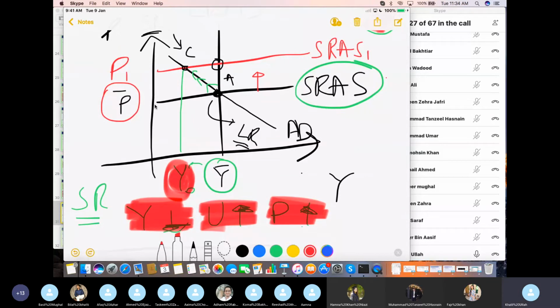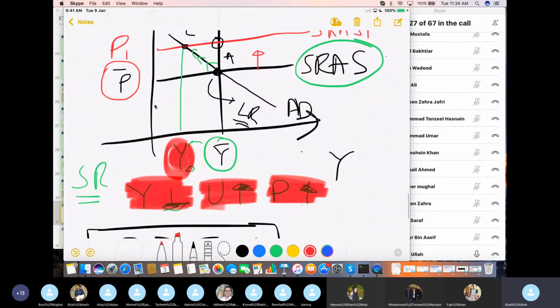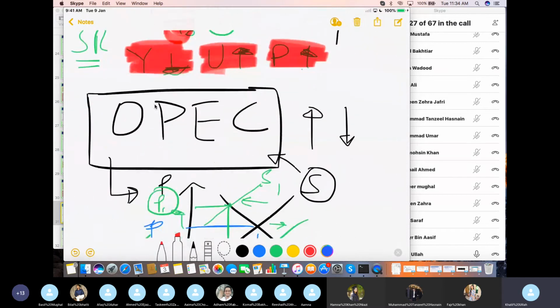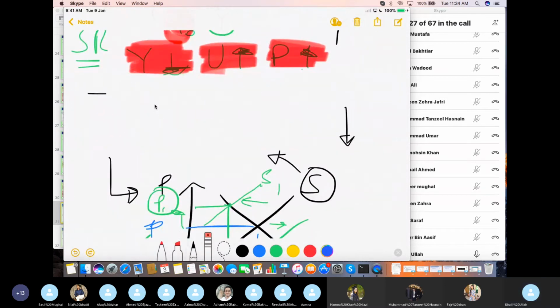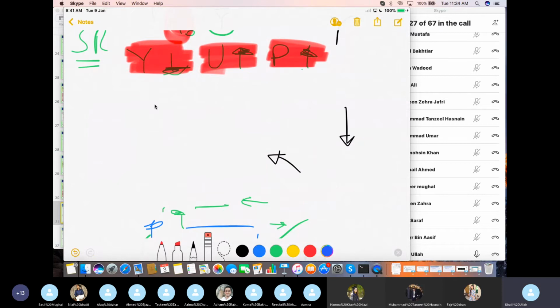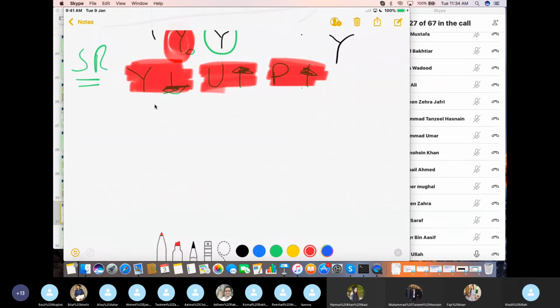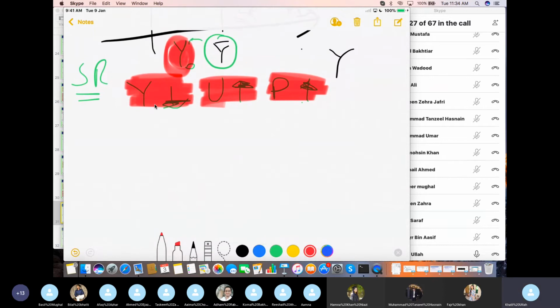That's why it's called the worst possible kind of shock that can happen for an economy. And there is a special name given to this shock. What's happening is that the economy is stagnating. Stagnating is slowing down.